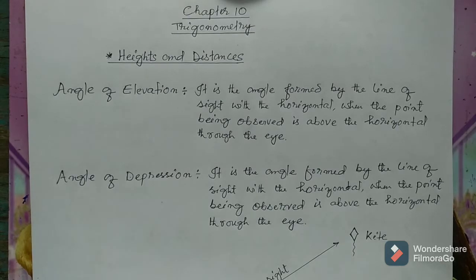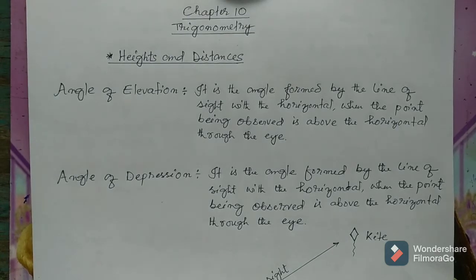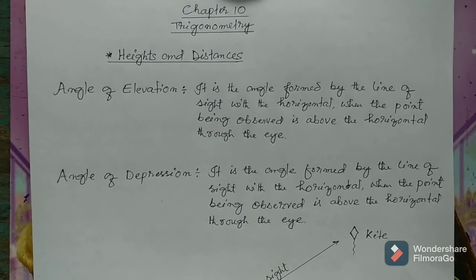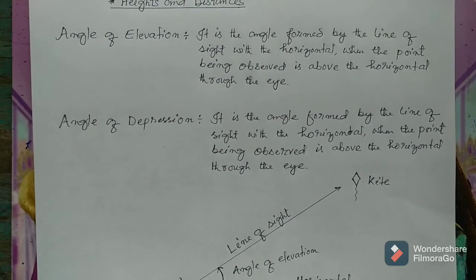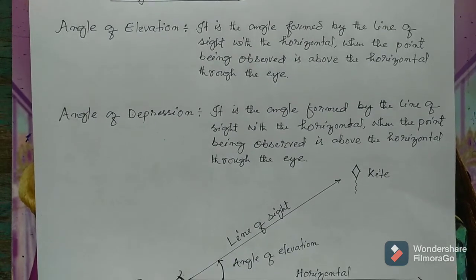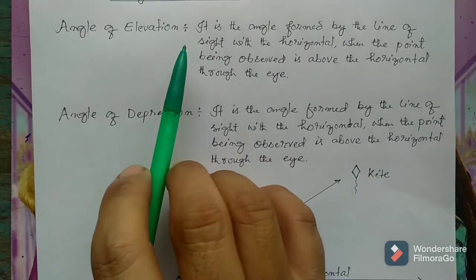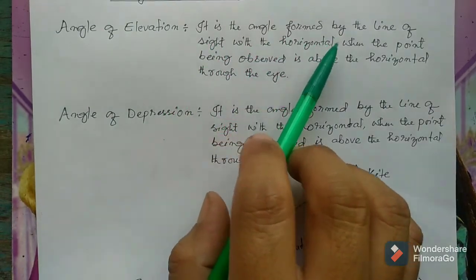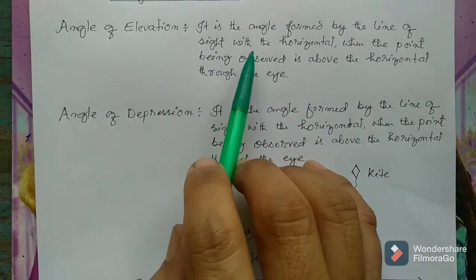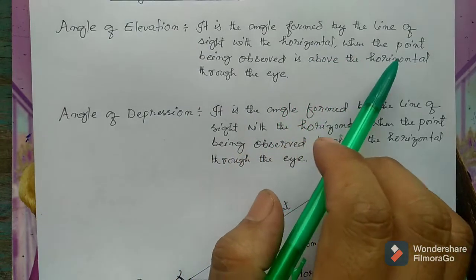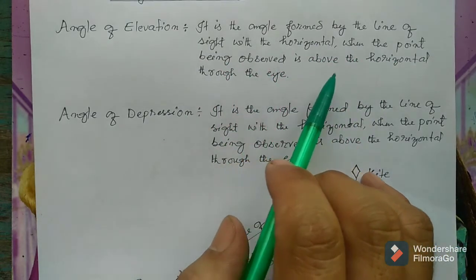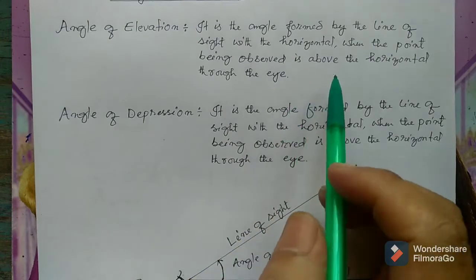distance. So before we go further, let's define two terms. The first one is angle of elevation. Here the definition is written for you. It is the angle formed by the line of sight with the horizontal when the point being observed is above the horizontal through the eye.